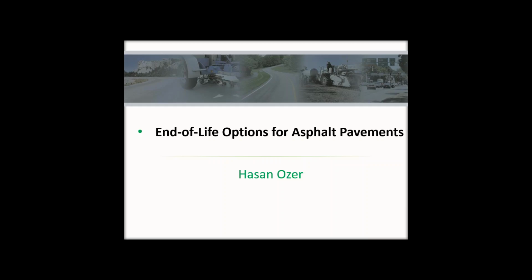And I will now continue with the 2 of the end-of-life options for asphalt pavements. And we're going to briefly talk about these 2 options and then provide some sustainability considerations regarding these 2 options. The first option is central plant recycling.